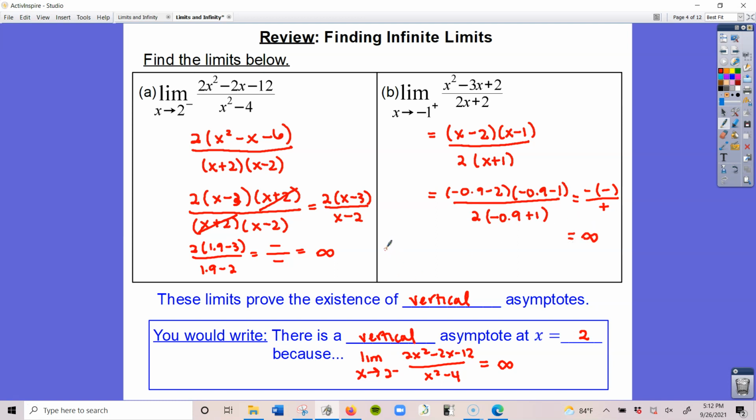So here we would say we have a vertical asymptote at x is equal to negative 1 because, and then we would restate our limit, because this limit proves that we have a vertical asymptote. So because the limit as x approaches negative 1 from the right of x squared minus 3x plus 2 over 2x plus 2 is equal to infinity.